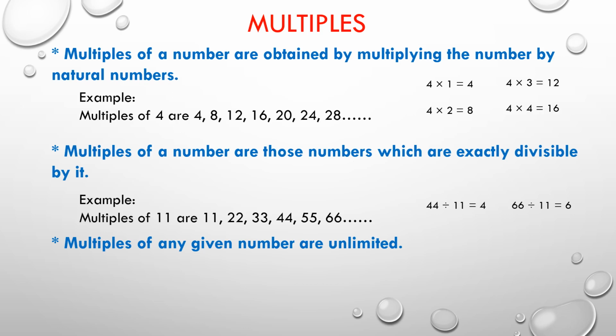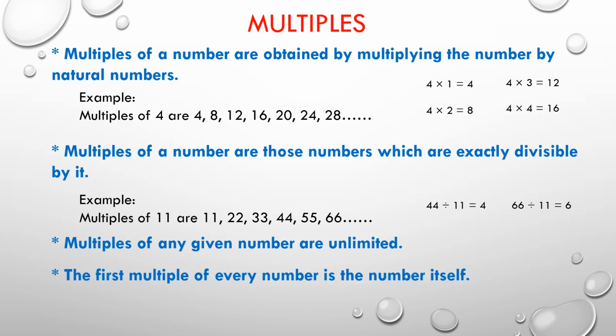It can be any number. So I can multiply the number. Suppose I want to find out the multiples of 4, I can find so many multiples, unlimited multiples, because I have unlimited natural numbers.